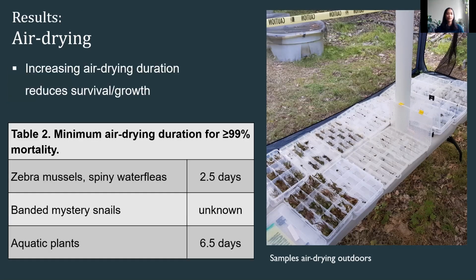Here we found that increasing the length of time that aquatic invasives are allowed to air dry will reduce their survival or viability. Smaller invertebrates had 100% mortality after almost 3 days, whereas plants could still show some new growth unless they had air dried for almost a full week. Snails, however, were very resistant to air drying, and we could not accurately determine the exact duration required for complete mortality. In fact, only 48% had died after 6 days of air drying.